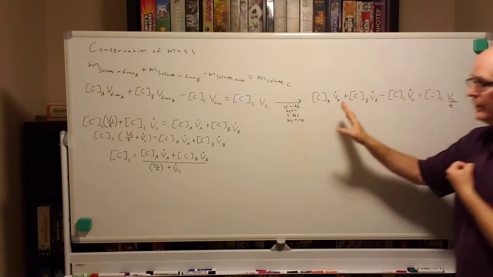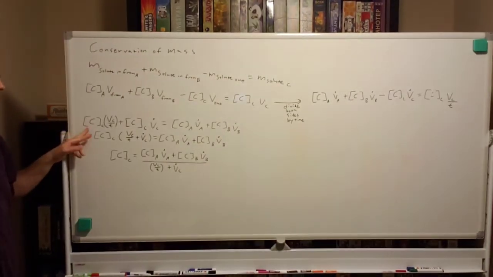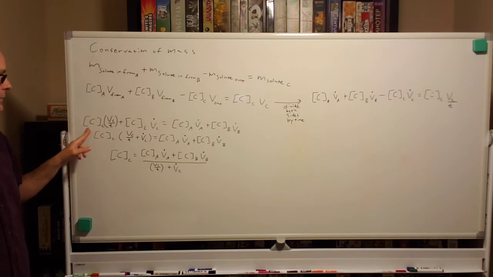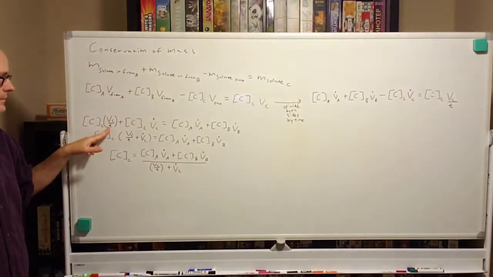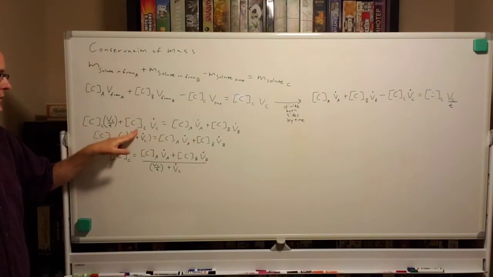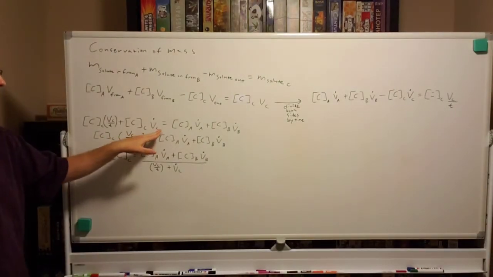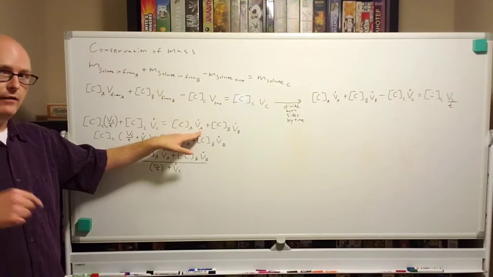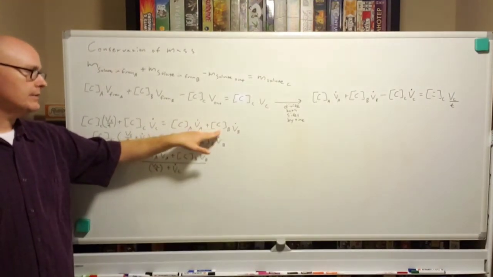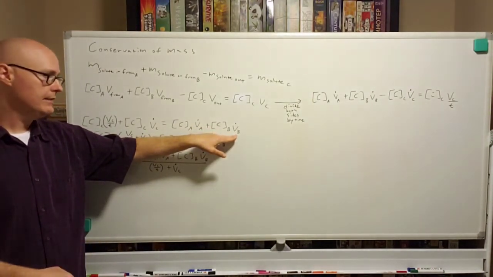So now rearranging this equation, I end up with the concentration of C multiplied by the accumulation rate of the tank, plus the concentration of C multiplied by the leak rate, the volumetric flow rate out of the tank, is going to equal the concentration of A multiplied by the volumetric flow rate from A into C, plus the concentration of B multiplied by the volumetric flow rate from B into C.